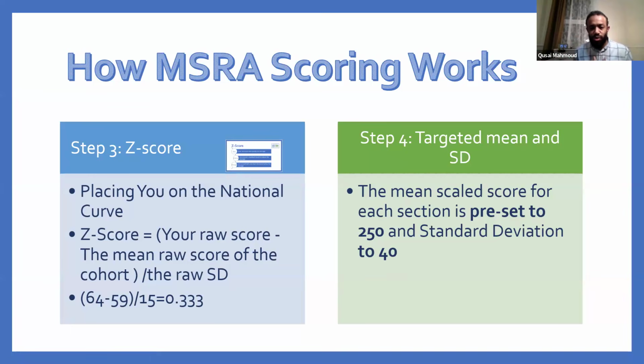I scored 64, which is 5 points above the average. These 5 points equal 1/3 of the standard deviation because the standard deviation was 15. So my score is 1/3 of a standard deviation above the average, not a full standard deviation. How come 1/3? Because my score is 5 points above the average, and these 5 points represent 1/3 of the standard deviation, which is 15. So I'm 1/3 above. Okay, that's very important.